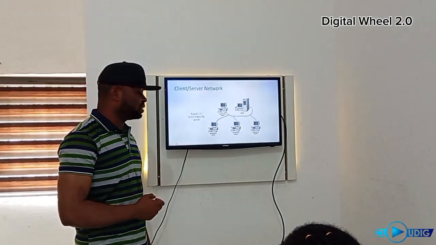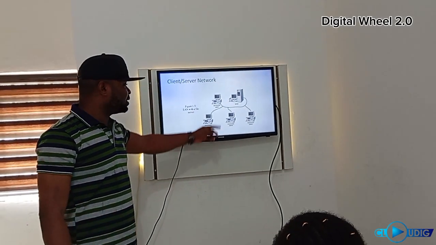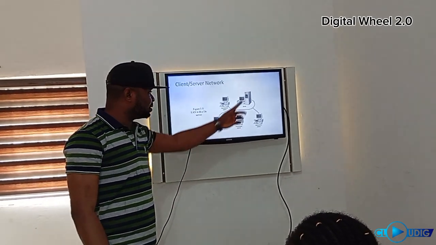In this case, it's a server. So you can see that workstations are trying to send, or they are what?